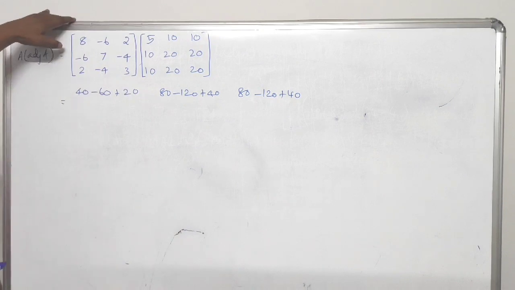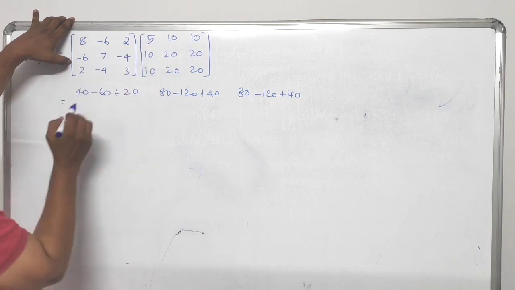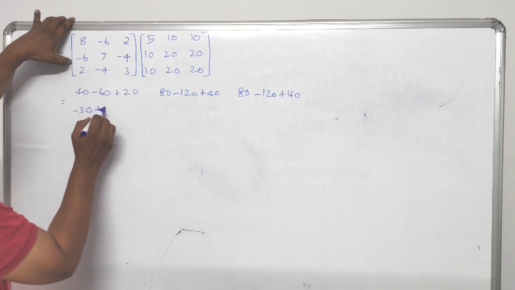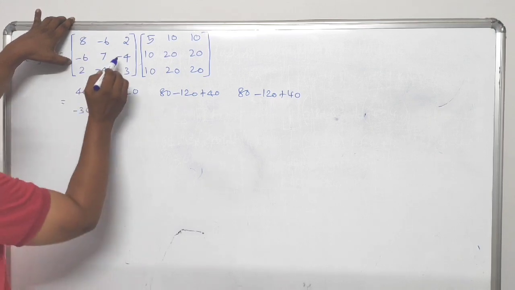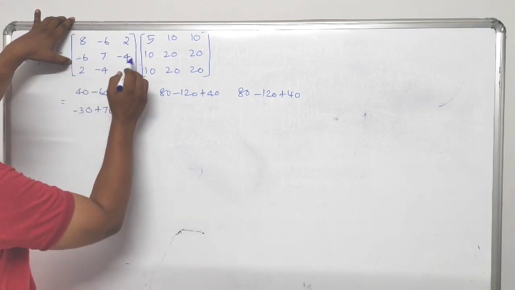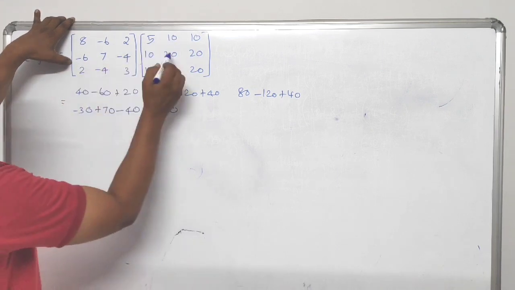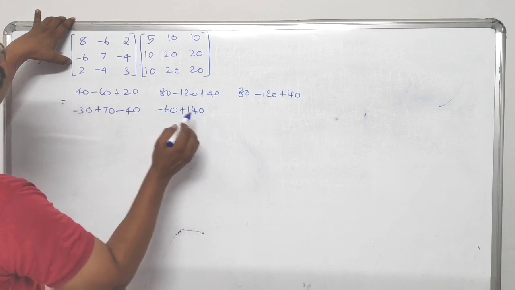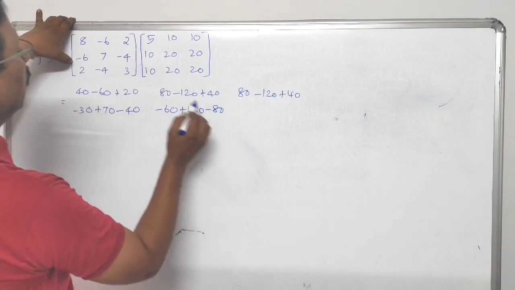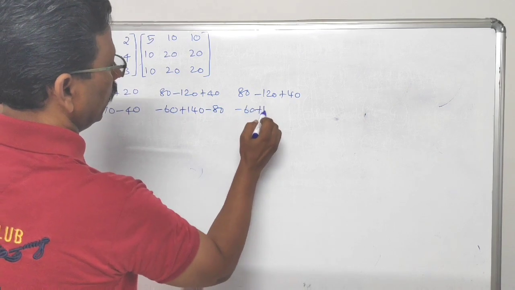Now go for second row, first column: minus 6 into 5 equal to minus 30, then plus 7 into 10 equal to 70, then minus 4 into 10 equal to minus 40. Then you can take second row, second column: minus 6 into 10 equal to minus 60, then 7 into 20 equal to 140, then minus 4 into 20 equal to minus 80. Again, the third is the same element, you can take the same product, that is minus 60 plus 140 minus 80.